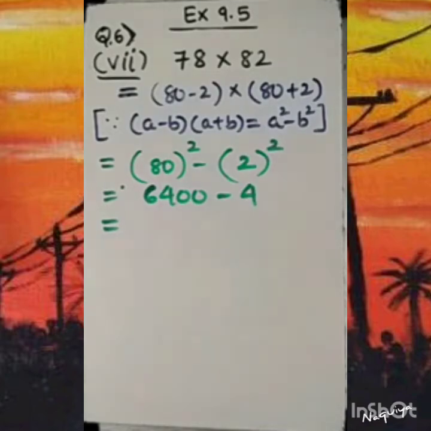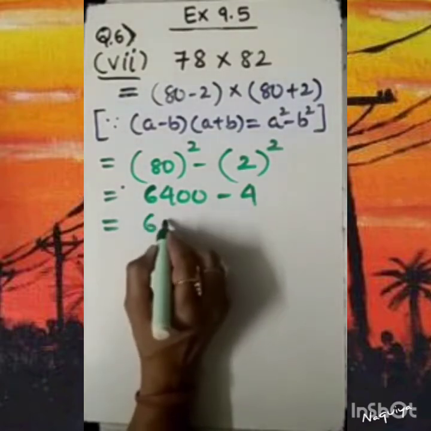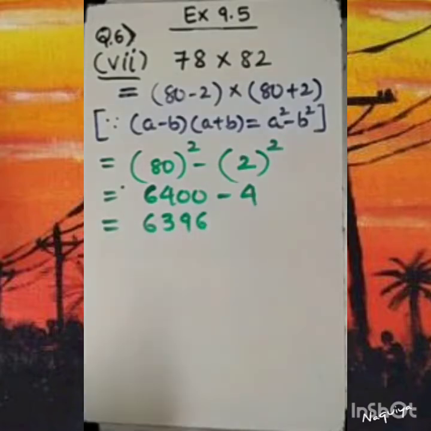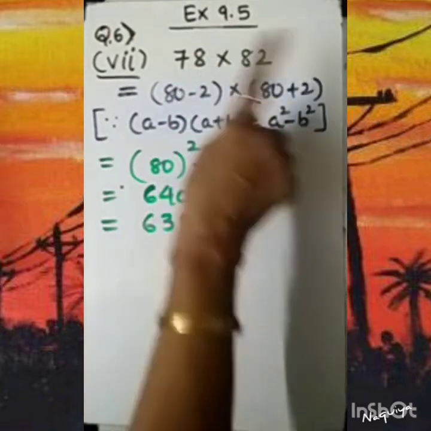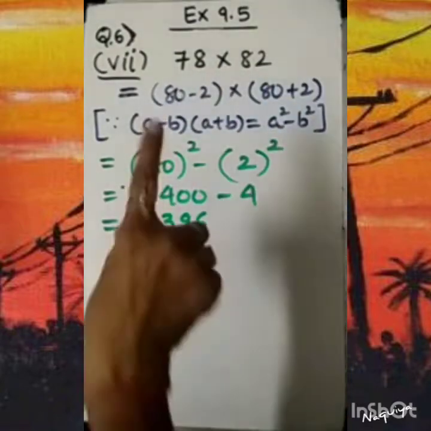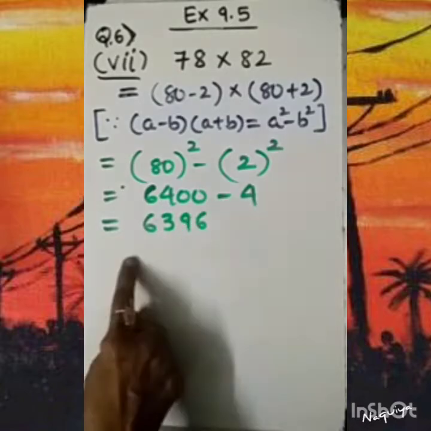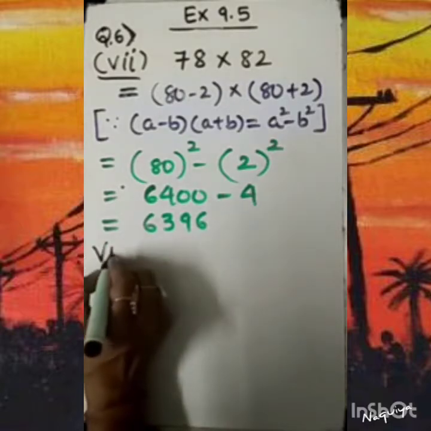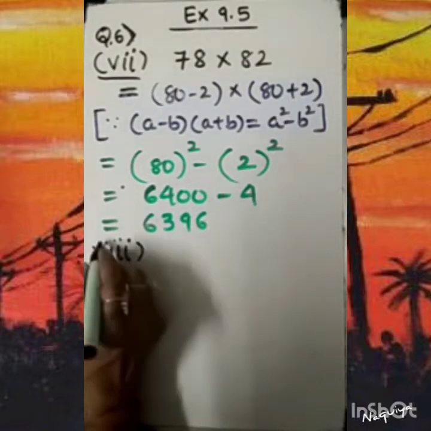So 6400 minus 4 gives the result 6396. Okay. Don't multiply it out in the exam. Through applying the identity, we have to solve and get this answer. Clear to you? Now let's work out the next, that is the 8th question.